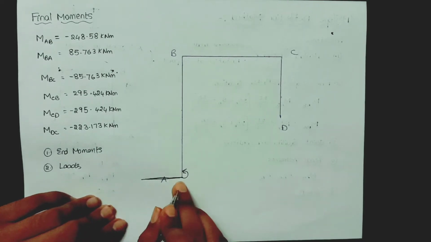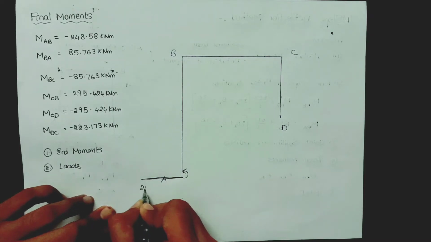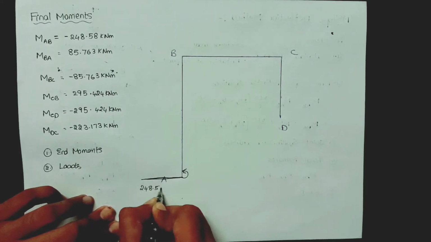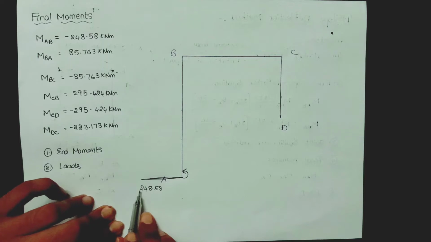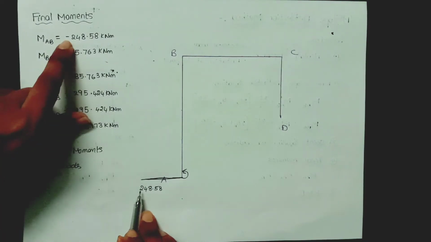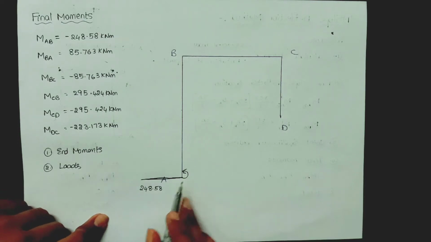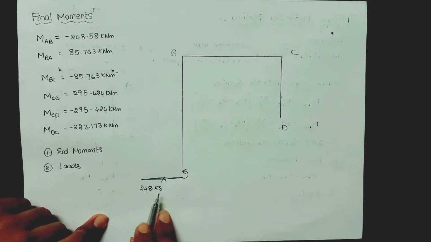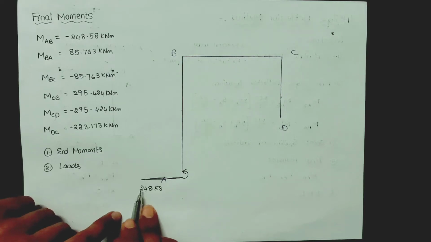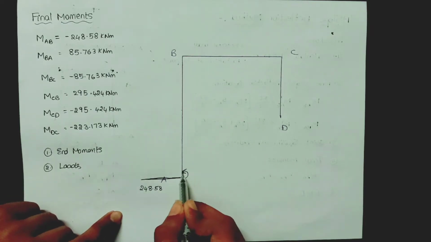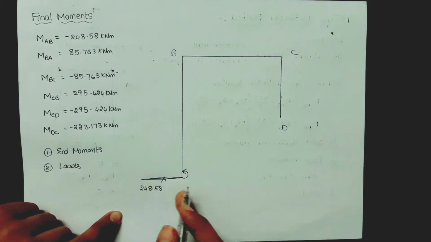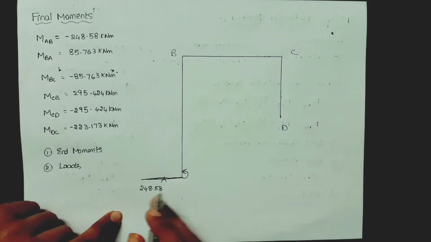So I have drawn a line of magnitude 248.58 kilonewton meter. Again, we should not indicate minus here. The minus itself indicates the anti-clockwise direction, and here the direction itself is indicating the anti-clockwise direction. So there is no need to represent the minus value again. Since this arrow is indicating the left side direction, I have drawn a line in the left side direction.